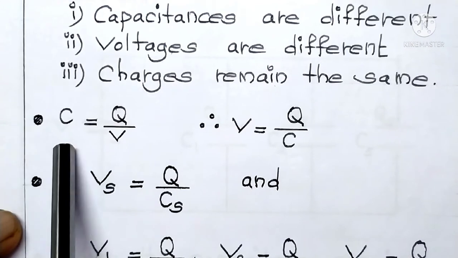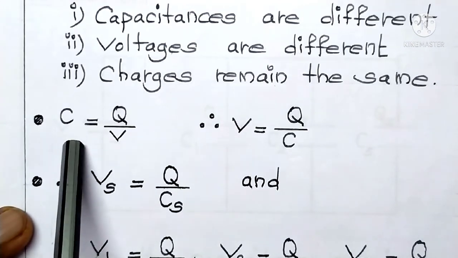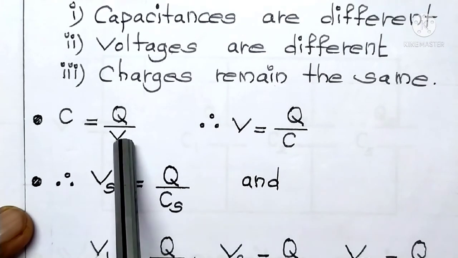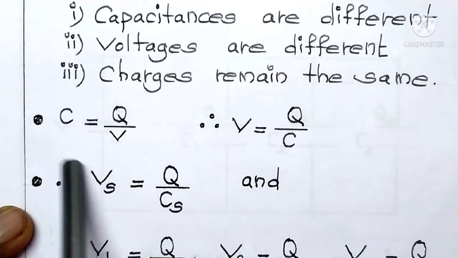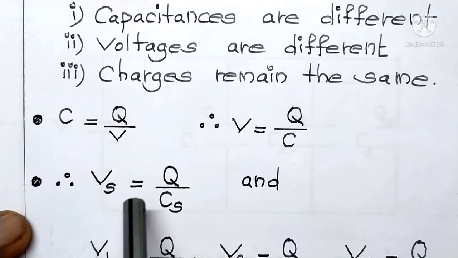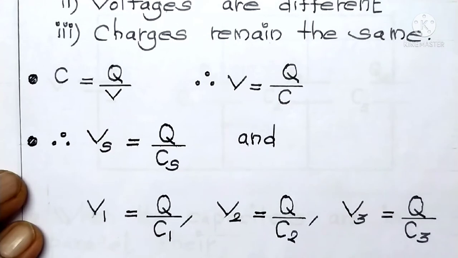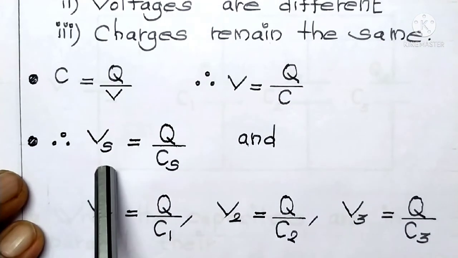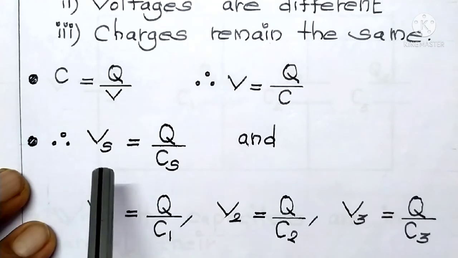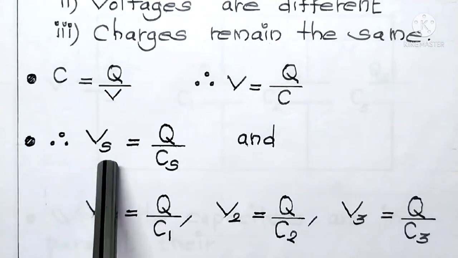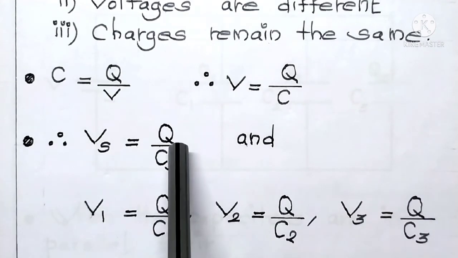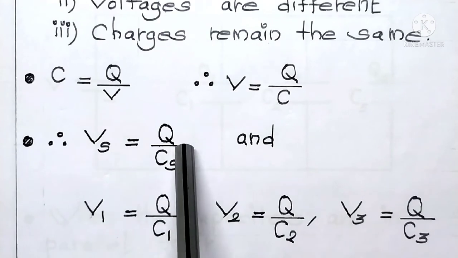Next, this is the general expression for capacitance, that is C is equal to Q by V. Therefore, V is equal to Q by C. Here, I am going to write the expressions for equivalent voltage and separate voltages. So, Vs, here S stands for series. Vs is equal to Q by Cs. Q remains the same, so I have written Q.